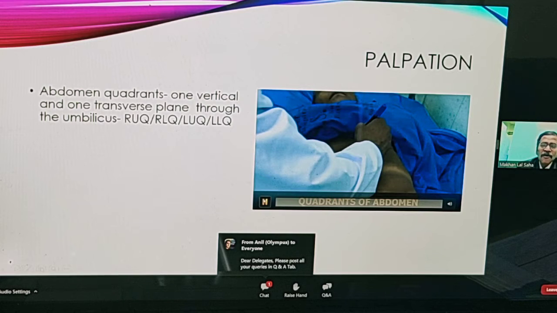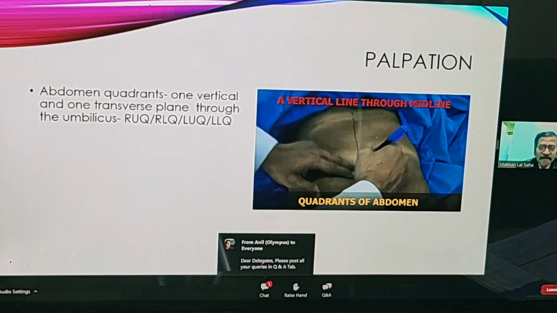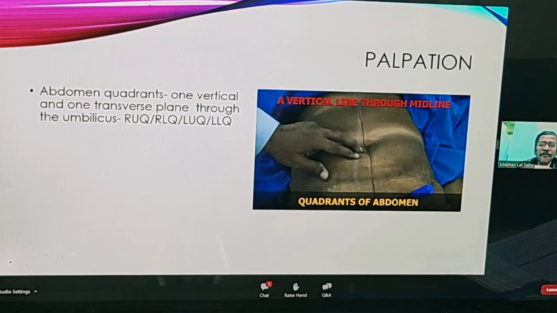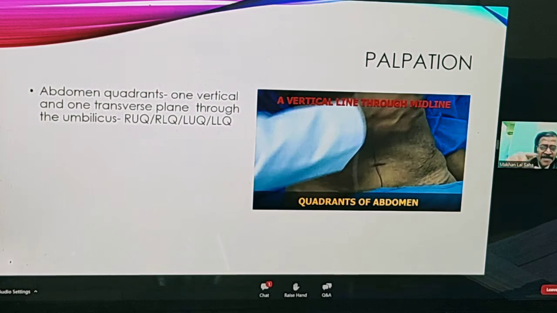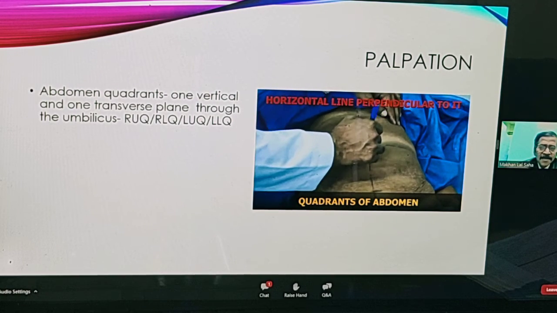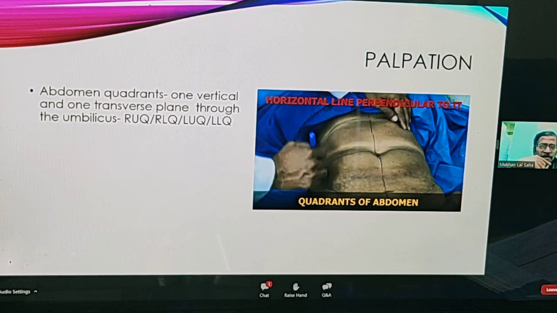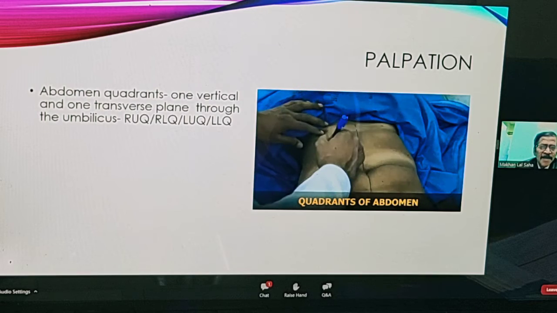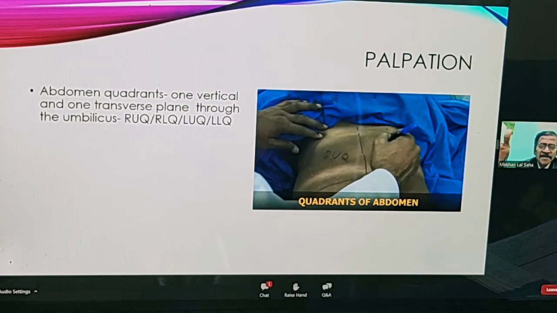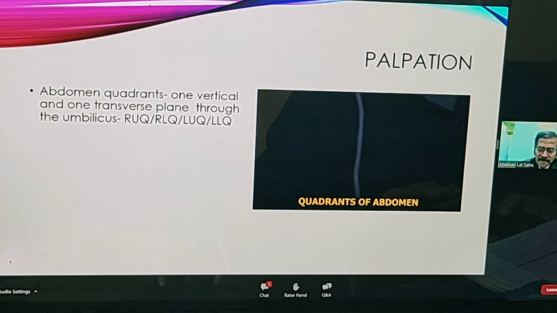That means you draw planes, a vertical plane through the umbilicus and a horizontal plane through the umbilicus. This divides the abdomen into 4 quadrants. We call them right upper quadrant, right lower quadrant, left upper quadrant, and left lower quadrant. So you can describe the abdomen by either regions. This is just for demonstration. We should not do it in the examination. This is just for demonstration that we are dividing the abdomen into quadrants.